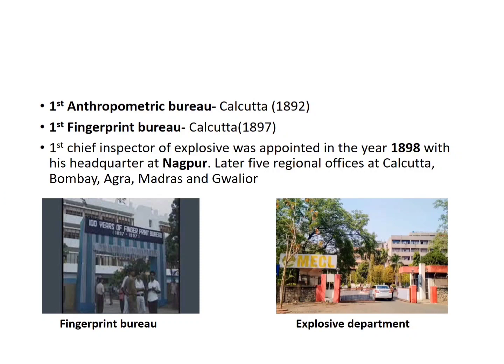And in the same era, when the use of explosives became very common in the country, it was necessary to detect the cause of explosion, whether it was accidental or intentional. So this led to the foundation of the Department of Explosives, and thus the first Chief Inspector of Explosives was appointed in the year 1898 with his headquarters at Nagpur. Later on, five regional offices were set up at Calcutta, Bombay, Agra, Madras, and Gwalior.